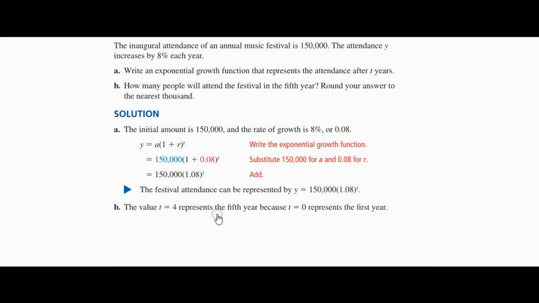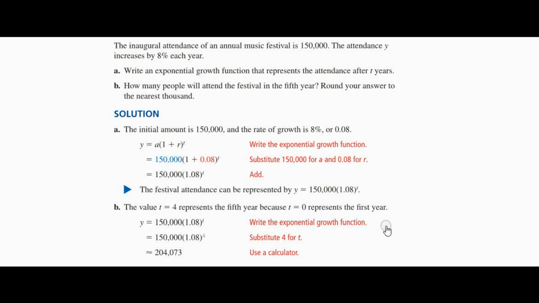That's what we have right here. And you put in t equals 4 to represent the 5th year because the 1st year is when t equals 0. Sorry, that's my bad. So instead of 5, you would put in 4, because the 1st year is when t equals 0, right? So that's my bad. Sorry about that. Okay. And we put in 4 for t, and we come up with 204,000.